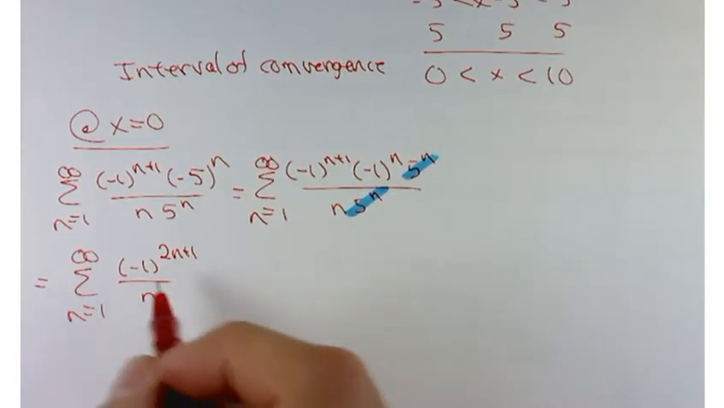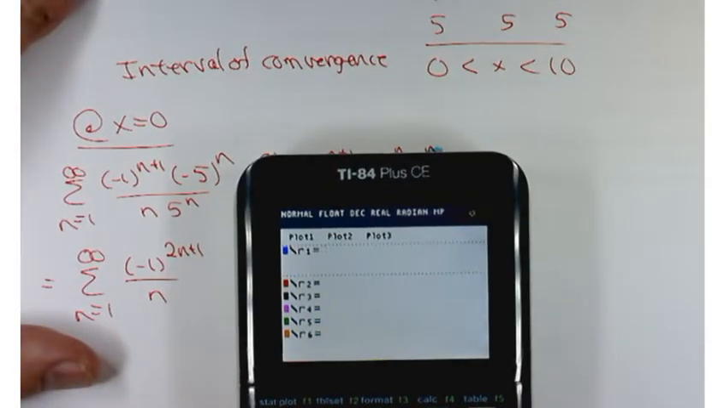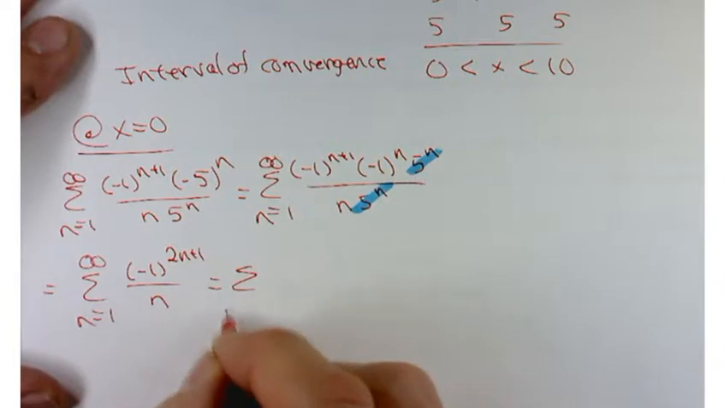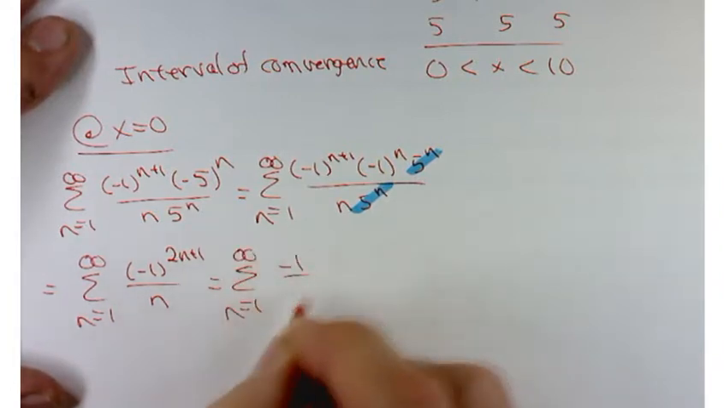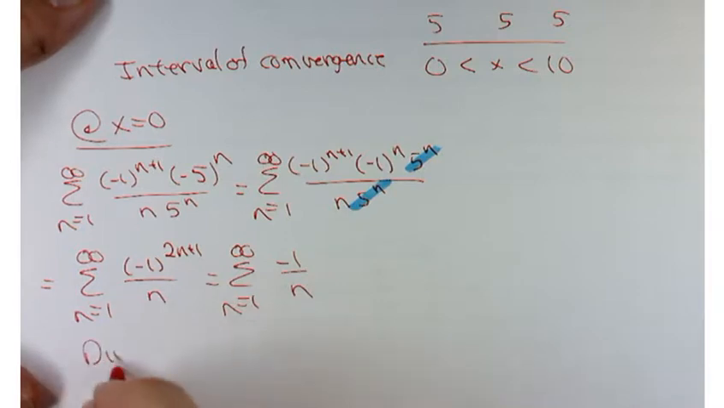Okay, well that's good. But what does this series do? Does it converge or diverge? Diverges. If you look at negative 1 to the 2n plus 1, this is always going to be an odd exponent. So effectively this is the sum from n equals 1 to infinity of negative 1 over n. It's just the negative of the harmonic series, or a p series with p equal 1. However you want to look at it, it diverges.